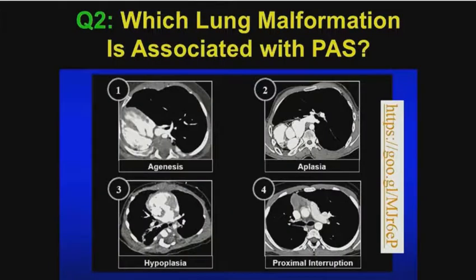So the next question, part 2 of this same case, was which lung malformation is typically associated with pulmonary artery sling? Could that be lung agenesis? Could that be lung aplasia? Could that be hypoplasia? Or could that be proximal interruption of the pulmonary artery? So 1 of 4 congenital malformations is associated with underlying pulmonary artery sling. Time for you to vote.